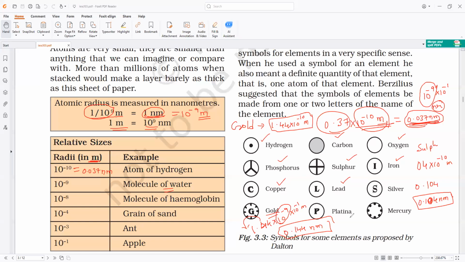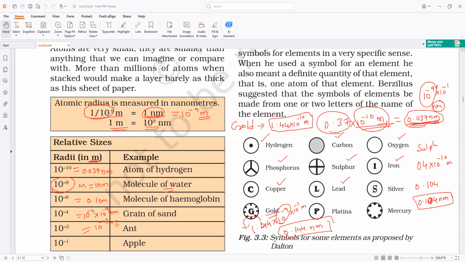And in your book they have given: molecule of water, 10 power minus 9 meters. That equals how many nanometers? 10 power minus 9 meters means 1 nanometer. 10 power minus 8 is 0.1 nanometer. 10 power minus 4, what is that? 10 power minus 4 meters means 10 power minus 9 nanometers... so it equals 10 power minus 13 nanometers.